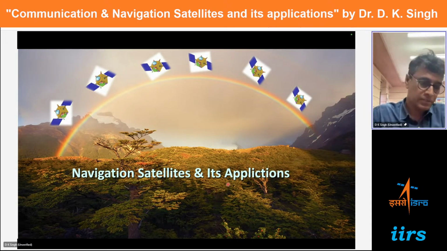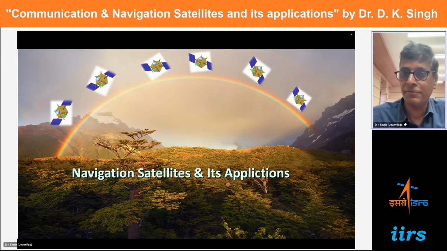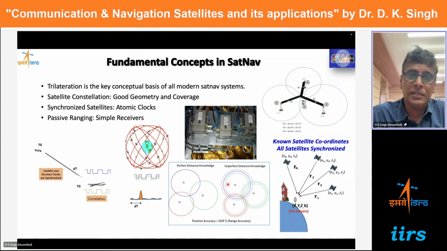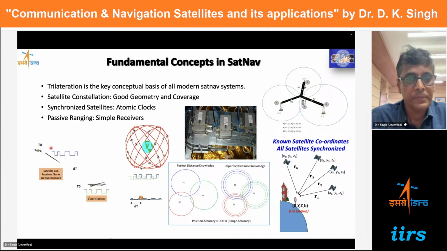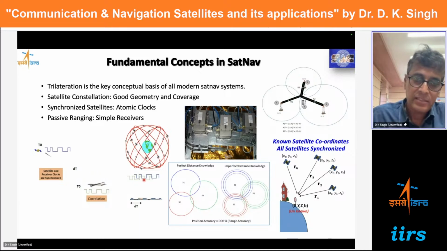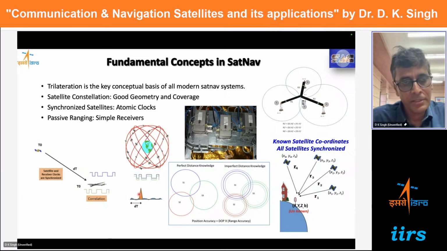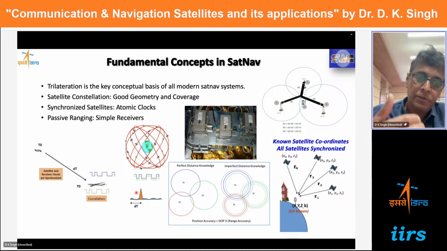So navigation is not a very simple concept, so I would like to give a little bit of technical background. Basically, the navigation system works on the triangulation or trilateration concept. You have the satellites emitting the signal, and we have a ground receiver that also generates a similar signal and tries to measure the time delay of the signal coming from the satellite to here, and measures its range. From the range, I will explain later how it calculates its position.